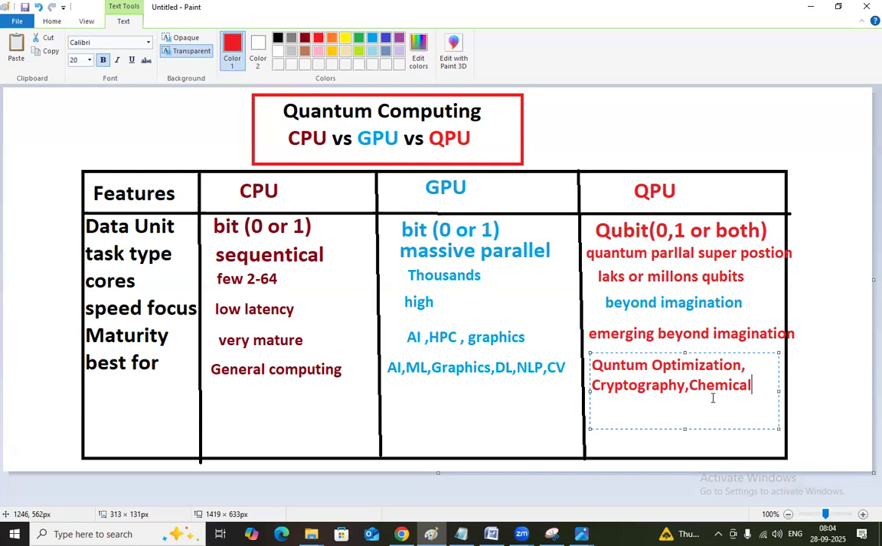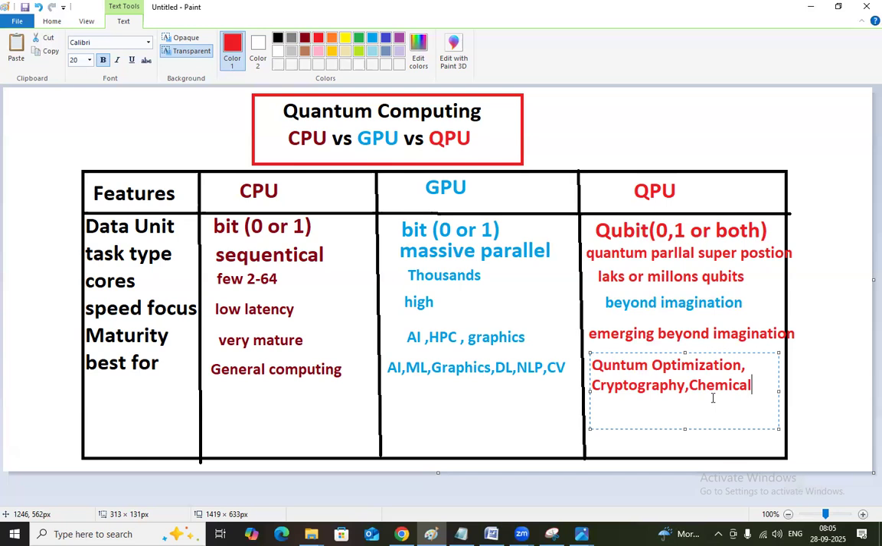Again, as I am writing, CPU is best for general computing. GPU is for AI, ML, graphics, DL, NLP, CV (computer vision), data analytics. There are a lot of things. Nowadays, GPUs are famous, but in coming days, QPUs are getting famous. A supercomputer is going to be executing tasks just like that. A task that a GPU takes 1 year to work on, a QPU can work in 2 seconds.